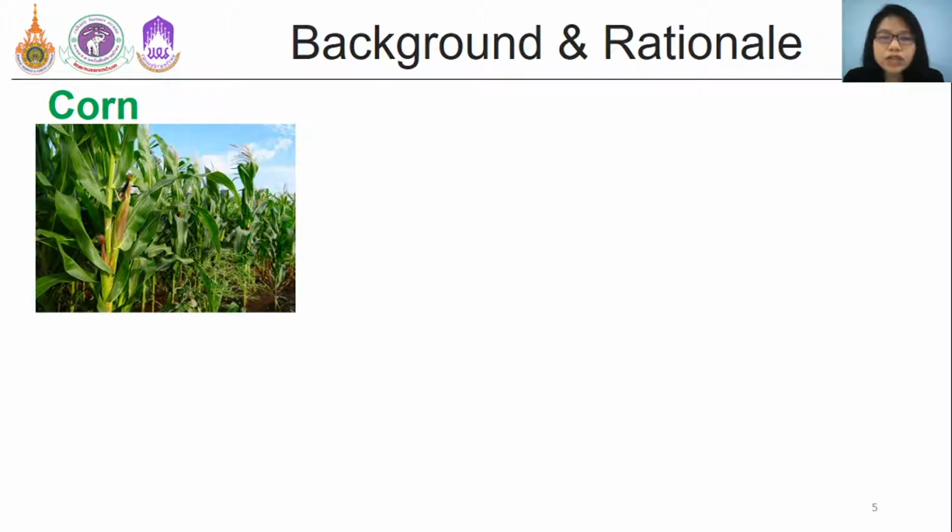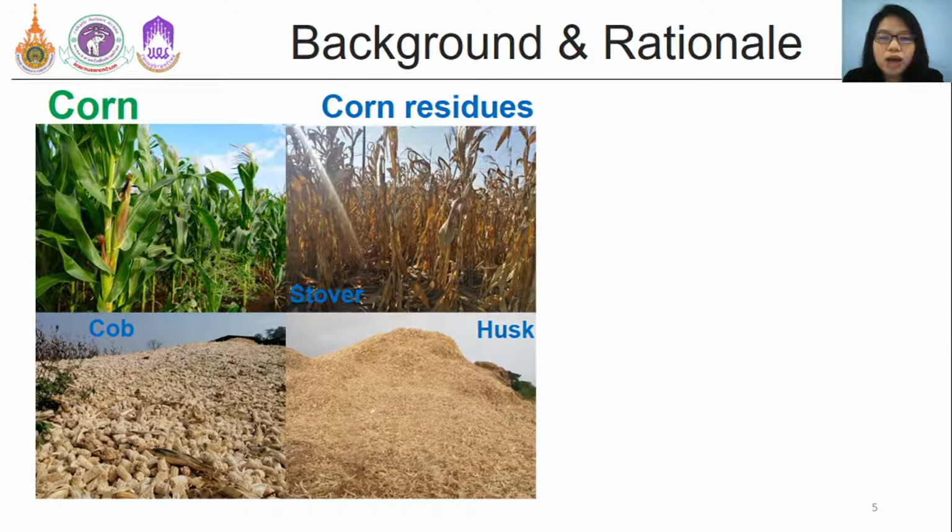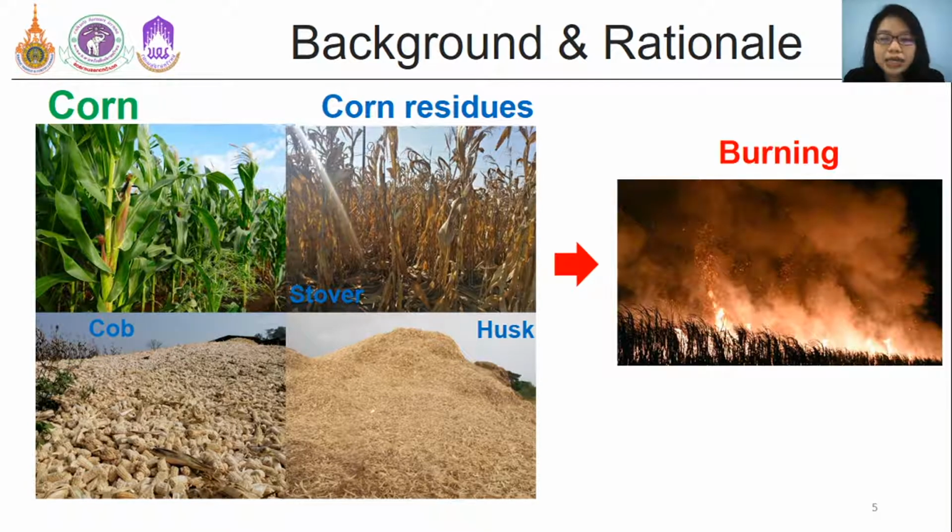Corn is one of the important agricultural crops in many countries. Its cultivation and harvesting provide a huge amount of corn residue that are potential biomass feedstock for fuel production. Normally, this corn residue, such as cobs, husks, leaves, and stalks, were left in the field and consequently disposed of via burning, which create air pollution that affecting human health and environment.